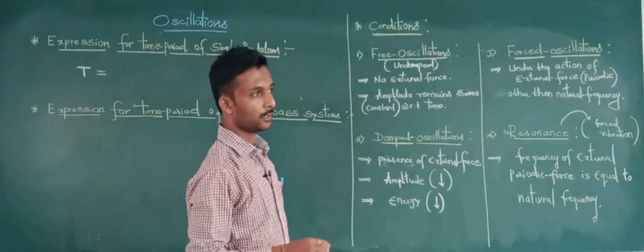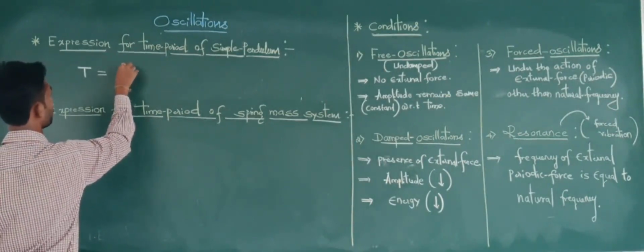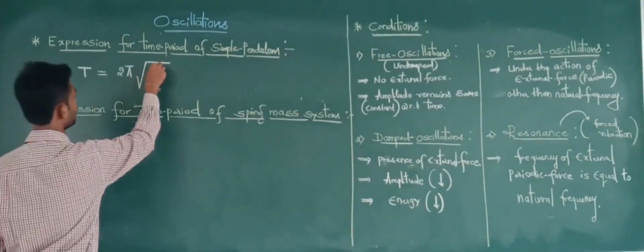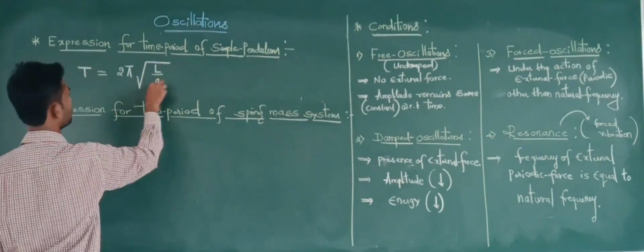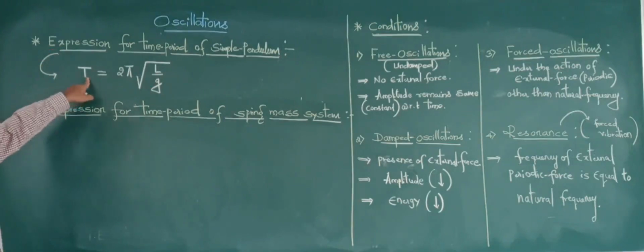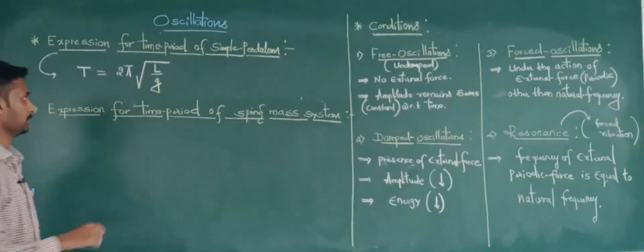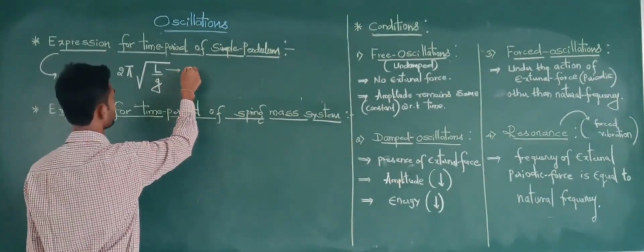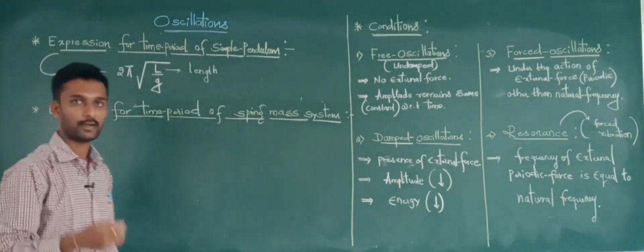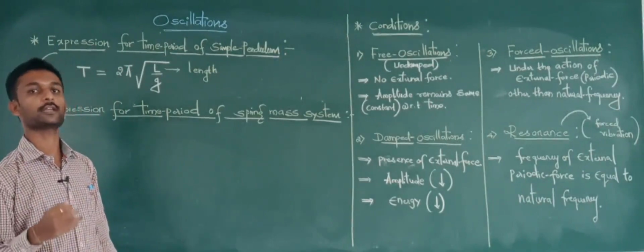The expression for time period of a simple pendulum is given by the equation T is equal to 2 pi square root of L divided by G, where L is the length of the wire, or the length of the string you can take. The one that we have taken is the length of the string, or you can say length of the wire.